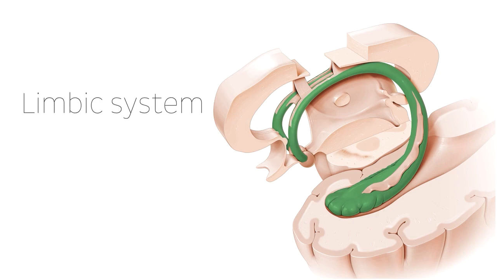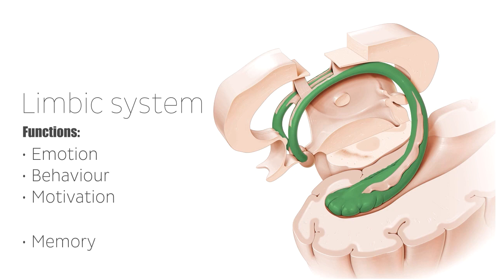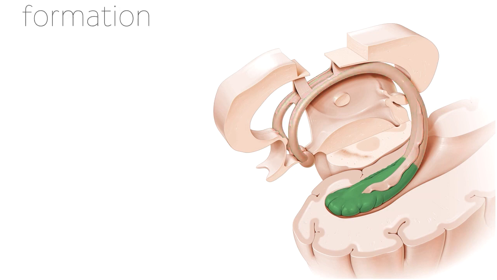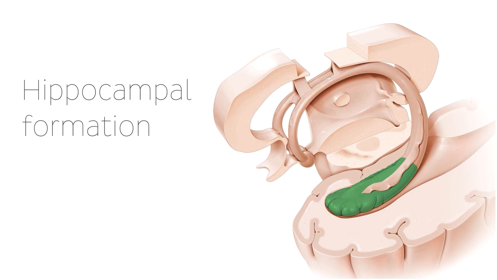The limbic system, often referred to as the limbic lobe, isn't actually a separate region of the brain, but rather a collection of neural structures from various brain regions that all work together towards a variety of common functions. Some of these functions are emotion, behavior, motivation, memory, and learning. Now that we've briefly discussed the limbic system, let's have a chat about the neuroanatomy of the hippocampal formation.